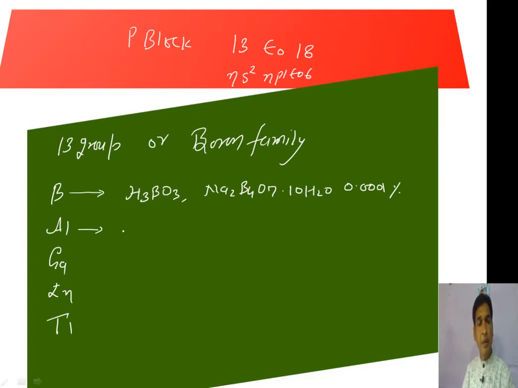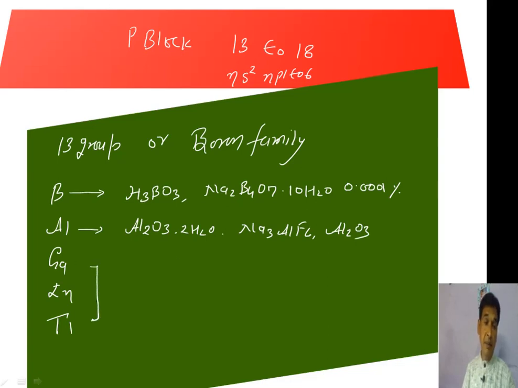Aluminium exists in the form of hydrated alumina called bauxite, cryolite Na3AlF6, and corundum Al2O3. Gallium, indium and thallium occur only in trace amounts.